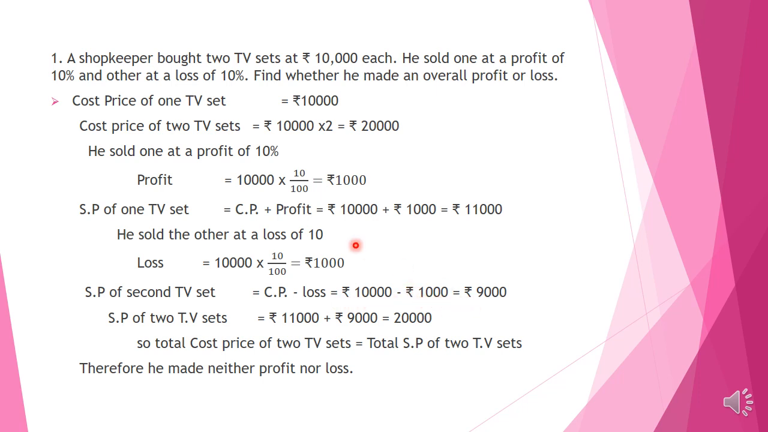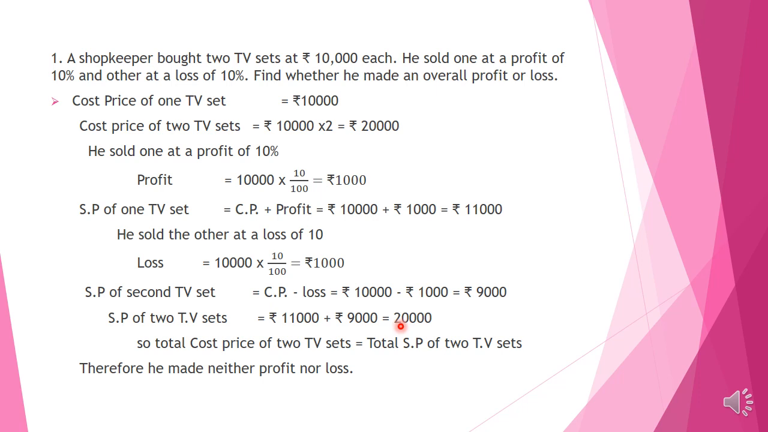So SP of one TV set is 11,000 and SP of the other TV set is rupees 9,000. So the total SP of the two TV sets, 11,000 and 9,000, we add, and then we get 20,000. Okay children. So here the cost price of two TV sets is 20,000 and the SP of two TV sets is also 20,000. So in this problem total CP equals total SP.